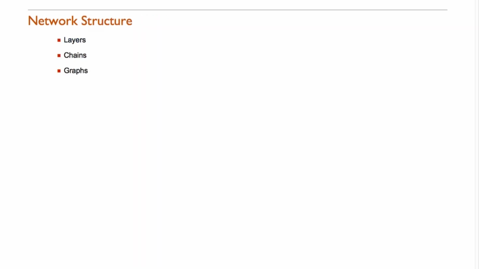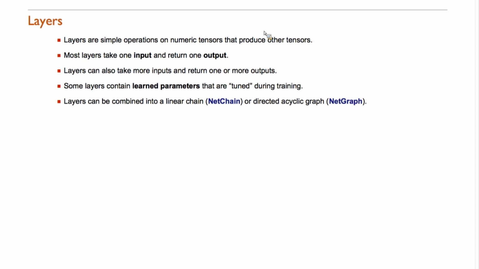Now that we've seen what kind of data is worked on by the network, it's time that we have a look at the network itself. So how is this network structured? I mentioned at the beginning that the single elements are the layers, and that they are grouped together in chains or graphs. So let's have a closer look at each of these 3 concepts. So layers. Layers are basically a representation of simple operations on numeric tensors, and they usually produce another tensor. And most layers, in our case every layer of our network, take one input only and return only one output, but there are also more complex layers that can integrate 2 inputs or produce 2 outputs, and they have more exotic operations.